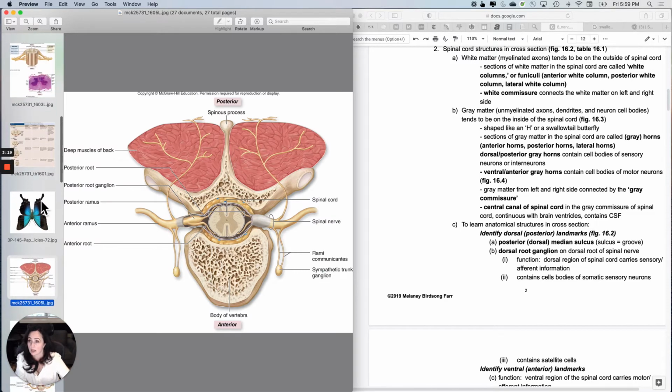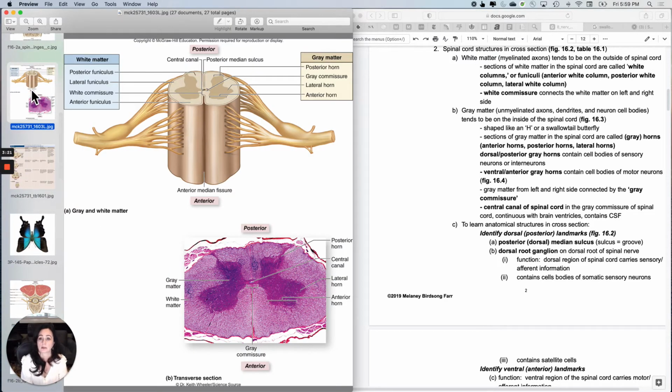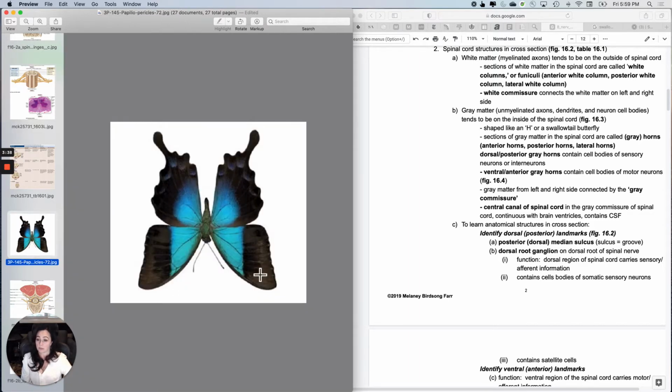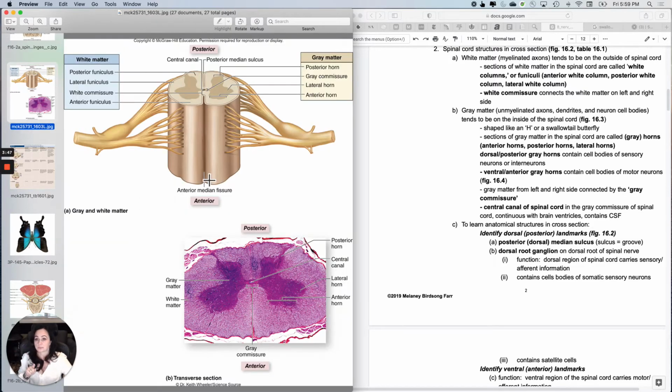Now let's start naming the parts. Once you get anterior from posterior, you can label the white matter based on where it is, and then the gray matter based on where it is. So let's do these first. This would be anterior, right? Because this portion of the butterfly wings is anterior. So he's like flying forward. So this is the anterior portion.